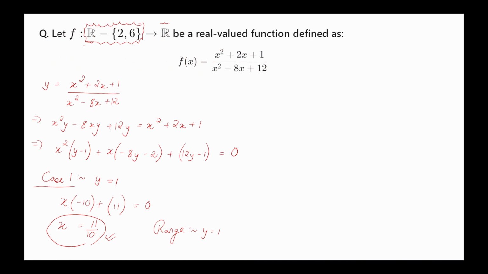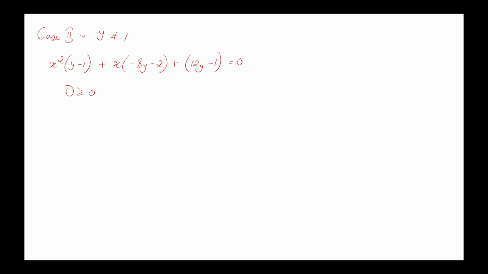So I need to have my x value to be real. So when do I have in a quadratic equation my x value as real? Whenever I have my discriminant greater than or equal to 0. And what is my discriminant? My discriminant is b square minus 4ac. So this should be greater than or equal to 0.